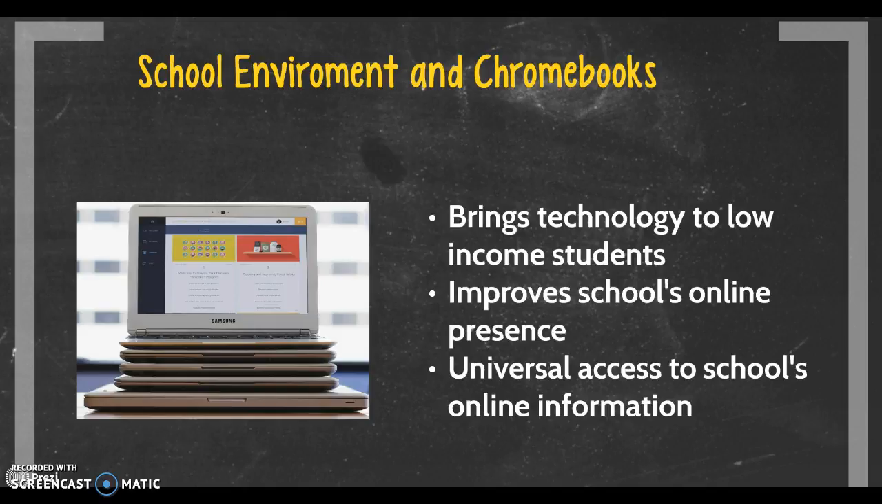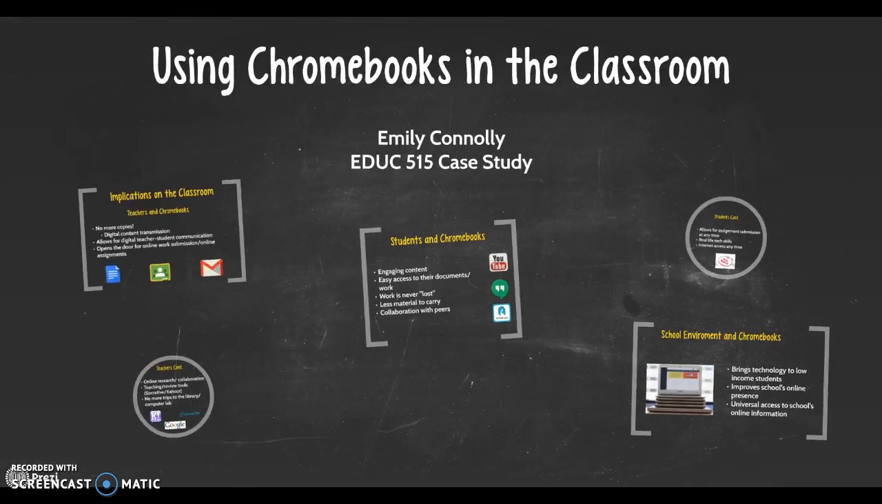Chromebooks also improve schools' online presence, as students can interact with one another via the school's website, hold chats about current school events, or comment on posts online. Finally, it allows universal access to the school's online information, boosting the chatter about school events, boosting the amount of parents who know about school events, and interesting the public about what is going on at the school. Overall, Chromebooks have an incredible impact on life in the classroom, and when utilized correctly, can be a major asset to education.